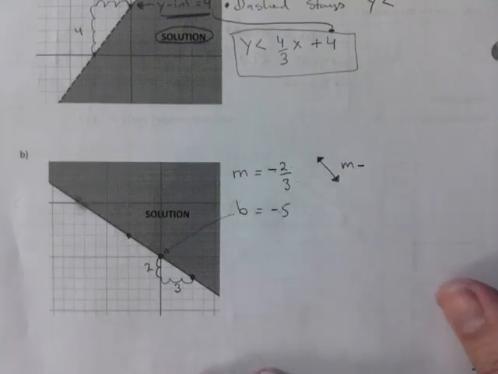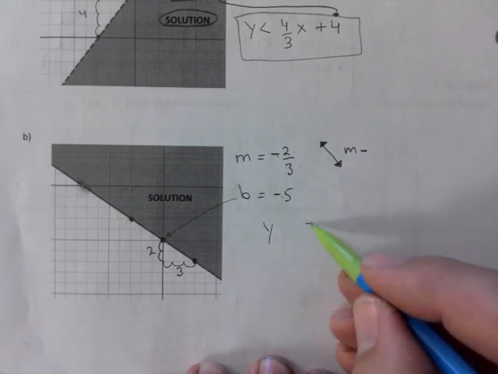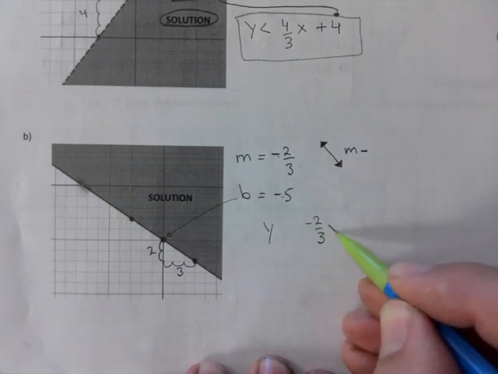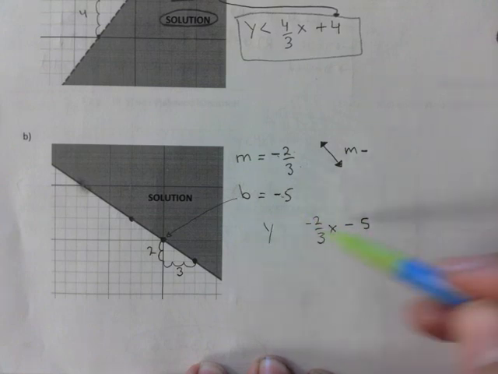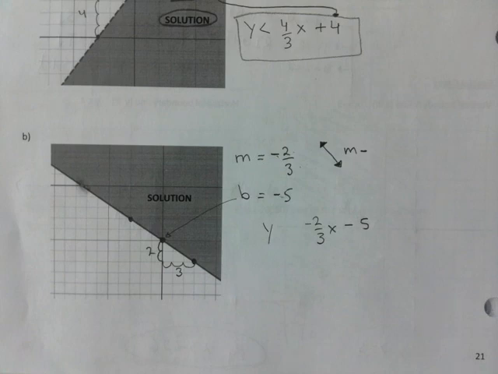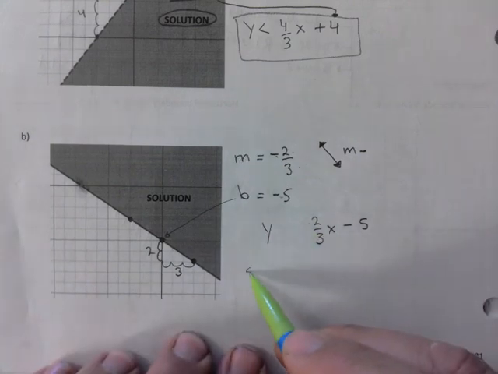So watch what I'm going to do now. I'm going to do it a little quicker. I go y equals negative 2/3 x minus 5. You're guaranteed to have these two components, your slope and your intercept. And now you have to figure out what comes here. So I will say this is solid.